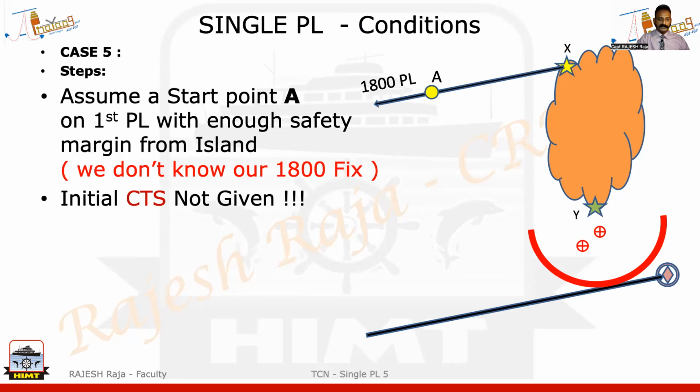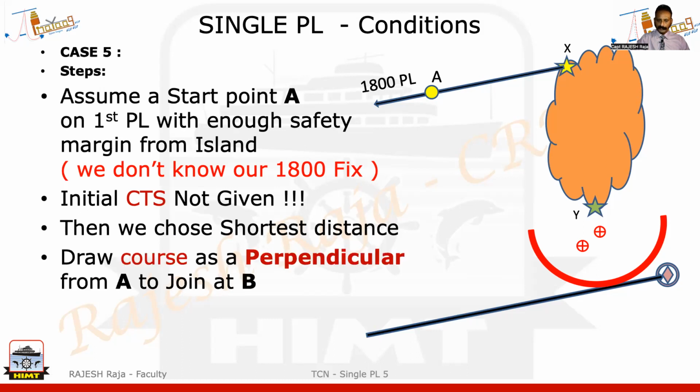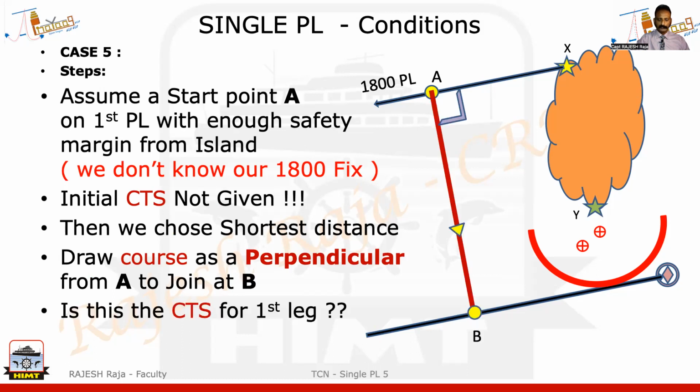As a quick repeat, it is matching with case number 2 and case number 4. In this case, whenever the CTS is not given, I will always choose the shortest distance between the two parallel lines, which is your perpendicular. So I'm going to join them and get a Bravo. Now it is the same question which I asked in case number 4: is this the course to steer in this particular leg?